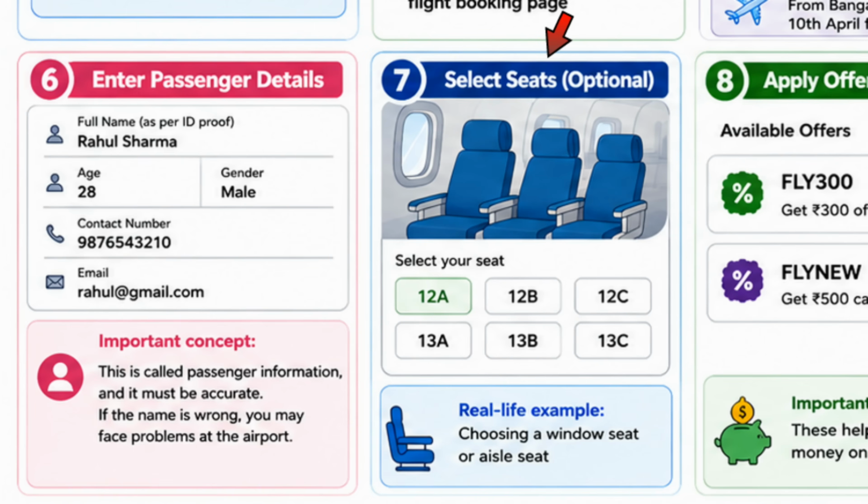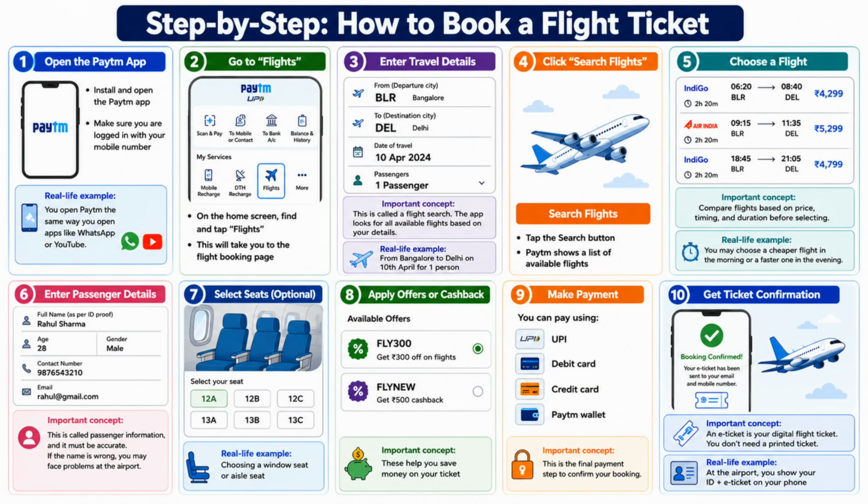Step 7. Select seats. Some airlines allow seat selection. You can choose window seat, middle seat, and aisle seat. Some seats may cost extra money. Seat selection is optional.